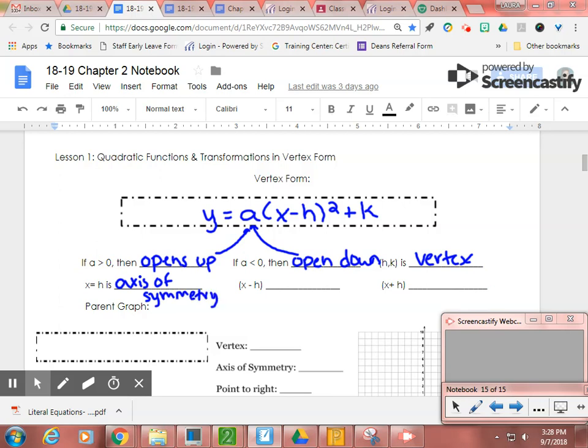If you have something that is x minus h, it's going to move the graph to the right. And if you have x plus h, it's going to move left. Okay, so it's going to be the opposite of what you should think in your brain. The minus is going to move it to the right, and the plus is going to move it to the left.